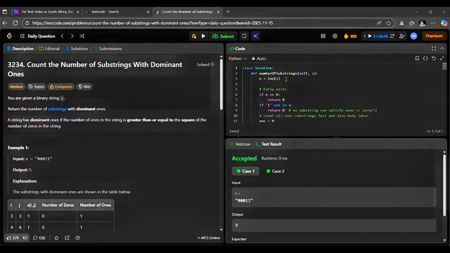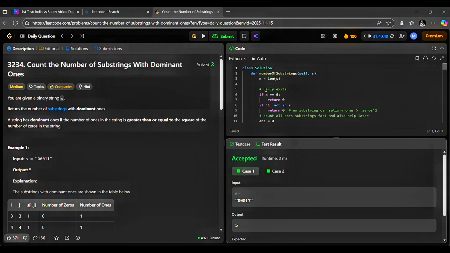Okay, so in the first line we have written class Solution. We have just defined a class. After that we have defined the function, that means def numberOfSubstrings(self, s). Here we create a function that takes our binary string s and returns the count of all substrings that satisfy the rule: ones greater than or equal to zeros squared. In the next step we have stored the length of the string, that is n = len(s). Here we have stored the length of the string for future calculation. This will help us avoid repeated length calculation.